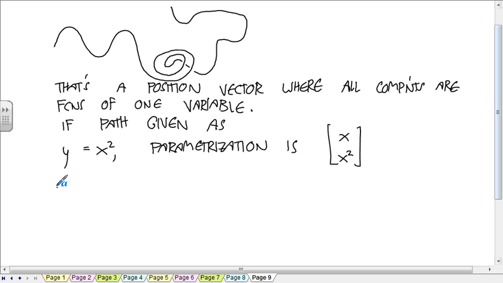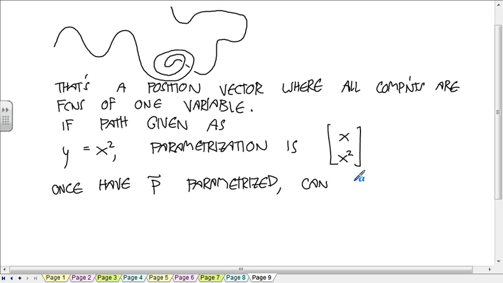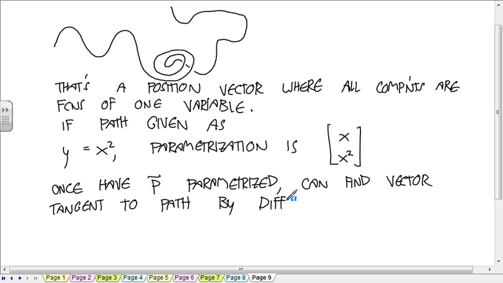So once you have your position vector parameterized, you can find a vector that's tangent to the path by differentiating with respect to the parameter.